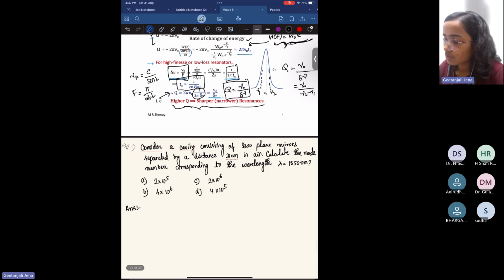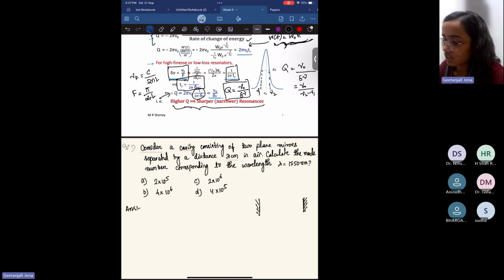Whenever you have this kind of problem, it's better to draw the schematic diagram, then you can easily find the answer. So lambda is confined between this plane mirror resonator, and we want the mode number corresponding to the wavelength lambda equal to 1550 nanometer. The standing mode in a plane mirror resonator is given by this type of ray diagram, right? Q is an integer. So for lambda equal to 1550 nanometer, let's say the mode number is Q.